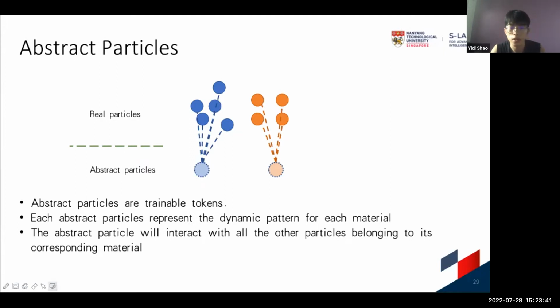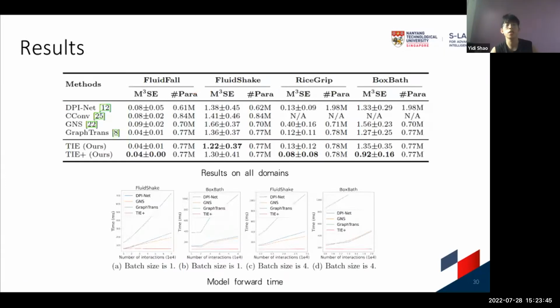Next, I'll show some of the results of my work. Here, from the MSE, we can see that our model achieved the best results with a similar size of model parameters. And when it comes to the model forward time during training, we can see that the red line here is our model. When the number of interactions increases to maybe 40 to 50,000, the forward time of our model stays roughly unchanged, while for the other previous works, their forward time increases, as shown in this figure.